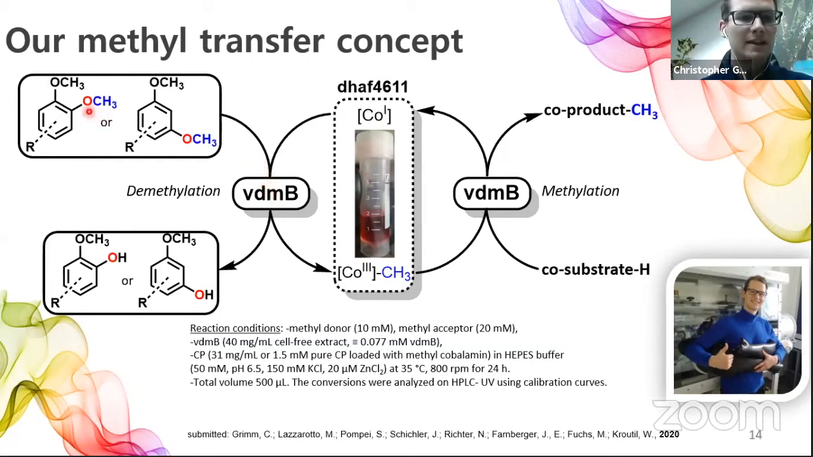The VDMB can accept a bunch of substrates, where we always have these two methoxy groups in a moiety in close proximity, or in 1,3 position to each other. Then we will, of course, get the hydroxylated products. On the other hand, the VDMB can also do the methylation of the co-substrate. The good thing about it is that I am working in the glove box, so we do not have any oxygen involved in these processes. So we do not have any oxidation problems at all.